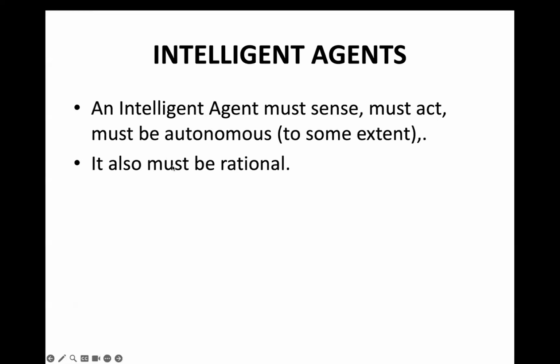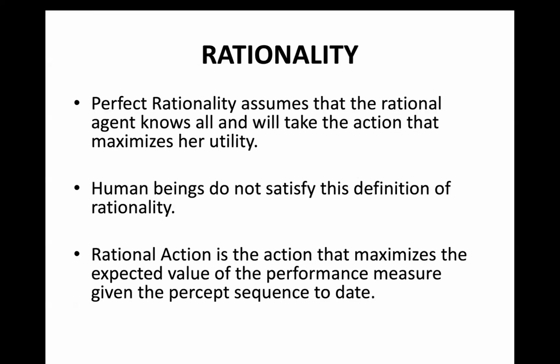So that's that. We said an agent must be rational, and remember we talked about being rational. Perfect rationality means the agent knows everything and will take the action that maximizes its utility. Perfect rationality means the robot or the system never makes a mistake.